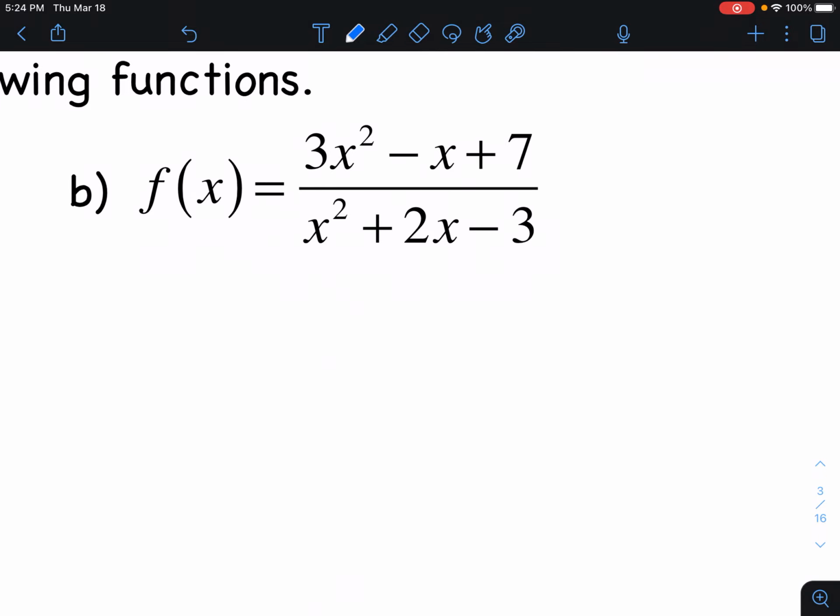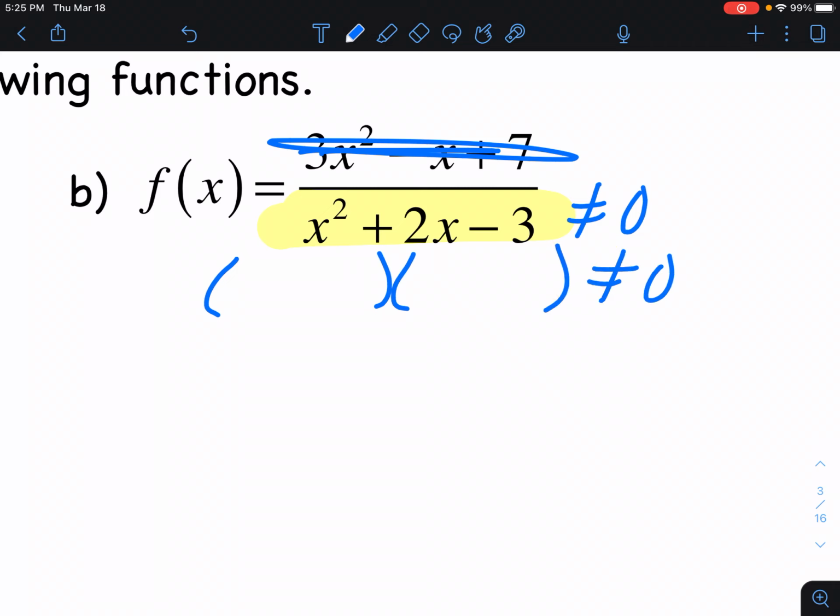Okay, let's try another one. Letter B. We have another fraction, and we have variables in the denominator. So let's figure out what the domain is. So we set it not equal to 0. And how would we solve this? Well, this guy's a quadratic. You can either use the quadratic formula, or you can try to factor, which I'm going to try to do here.